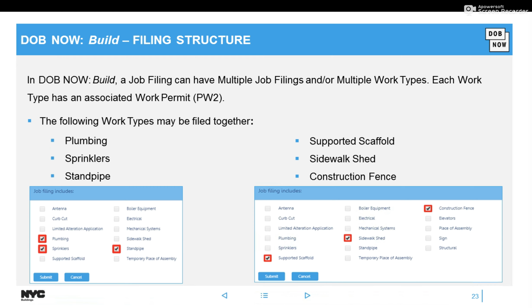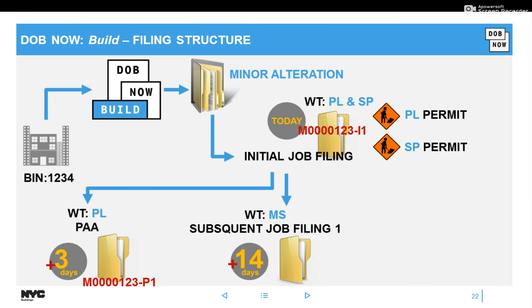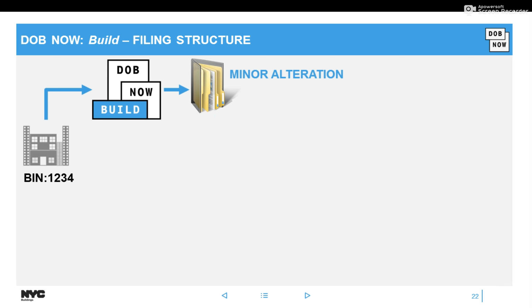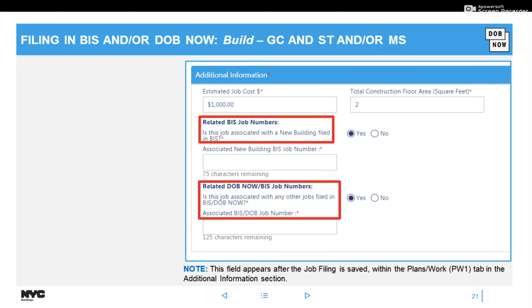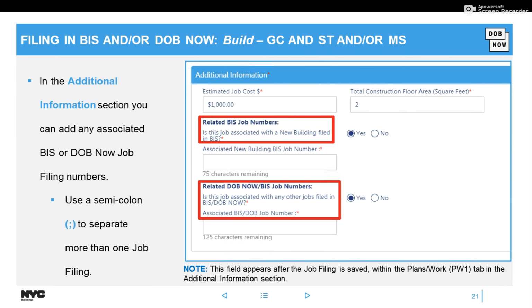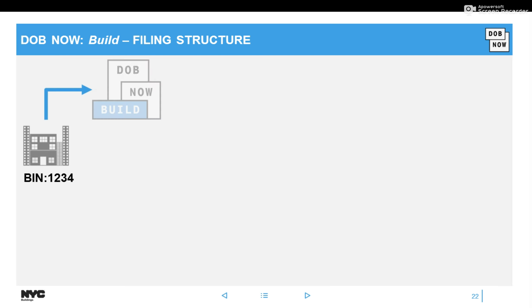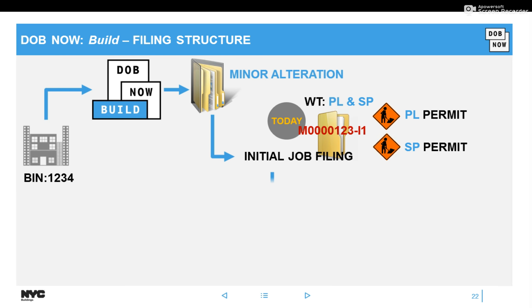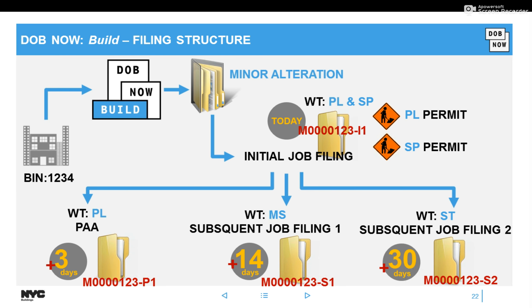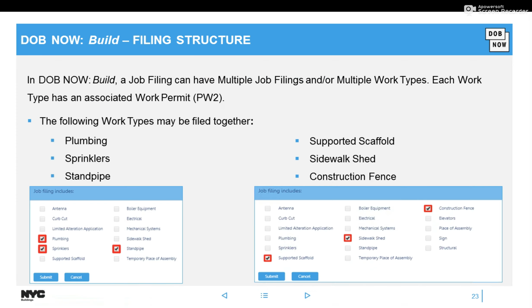However, if you do not want to wait until the initial is approved, you could do it separately, and then you could use the same fields that I showed you earlier on to keep those job filings together. So if you did it separately, you could use the second box here related to DOB Now numbers, and you could add that second job there if you didn't want to wait. All right, we were just trying to show you how you could keep all of your job filings together in DOB Now once you have the same location.